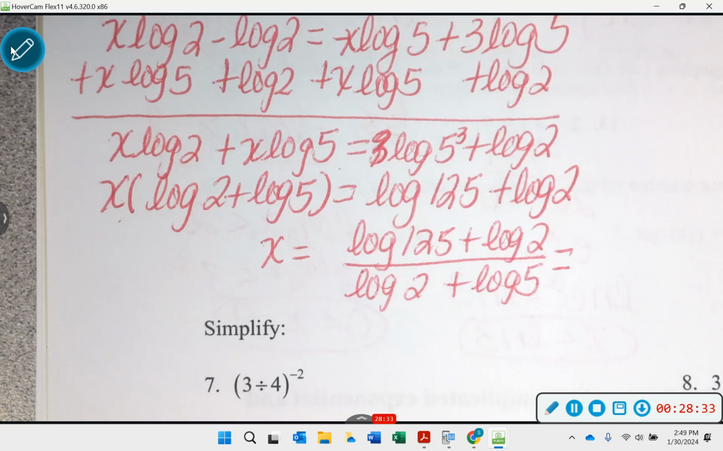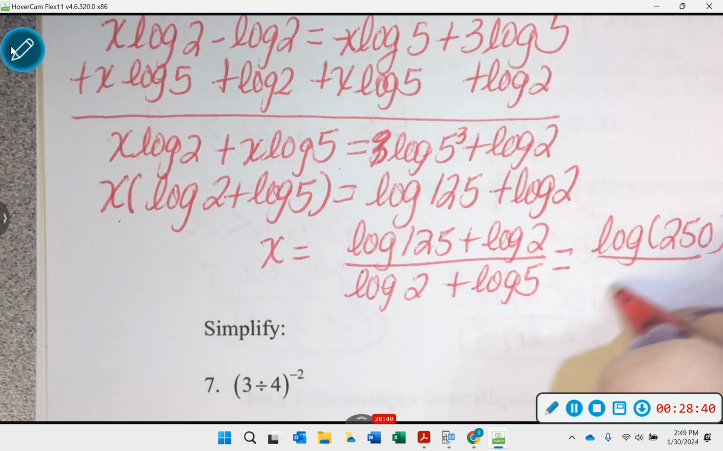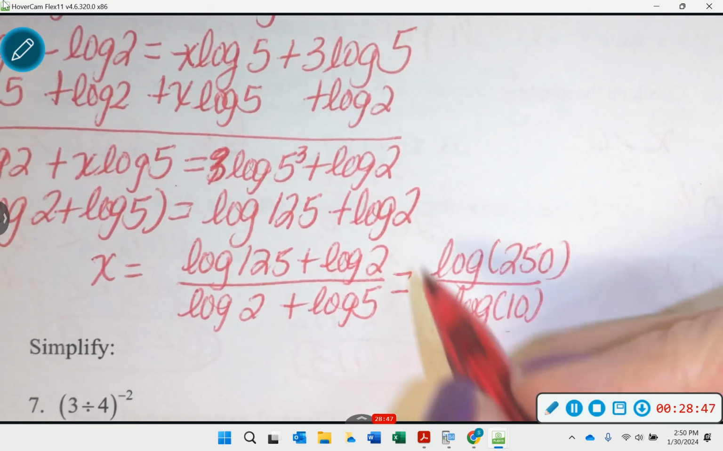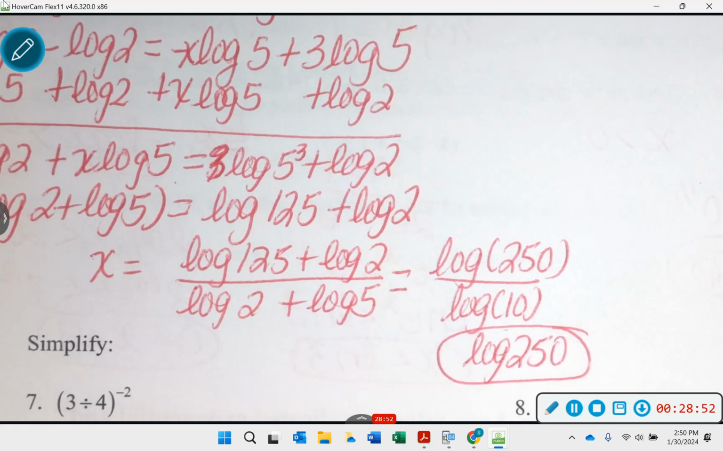Okay, good. This is going to turn into multiplication, log of 250. This is log of 10. What is log of 10? Just 1. So therefore, the best name for this is just log 250. Oh, that's it. I was trying to find the approximate, and you could have had this in your calculator.